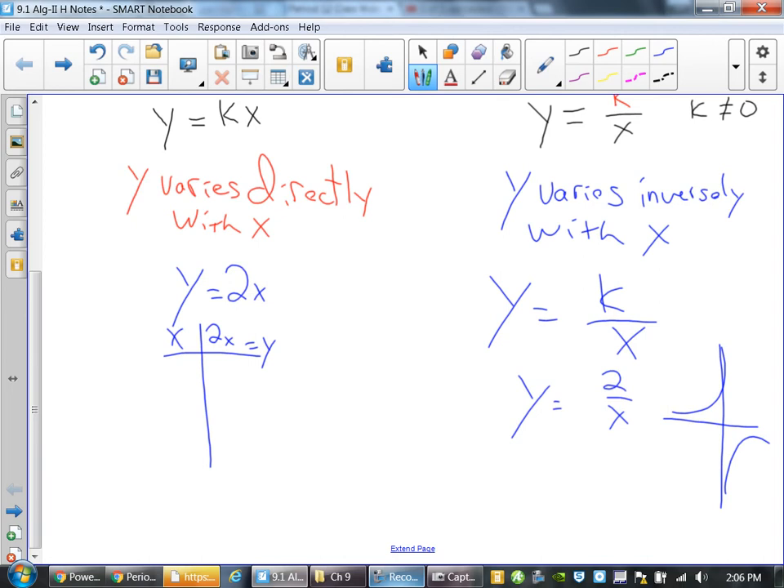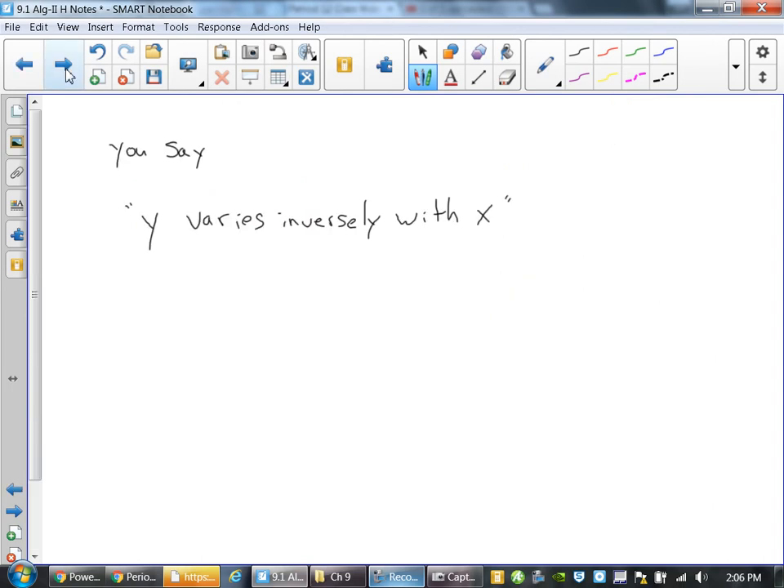Basically, y varies inversely with x just means y equals k divided by x. We're going to take this generic equation and look at tables and decide whether something is direct variation or inverse variation. It is very simple to do. So let's look at an example.